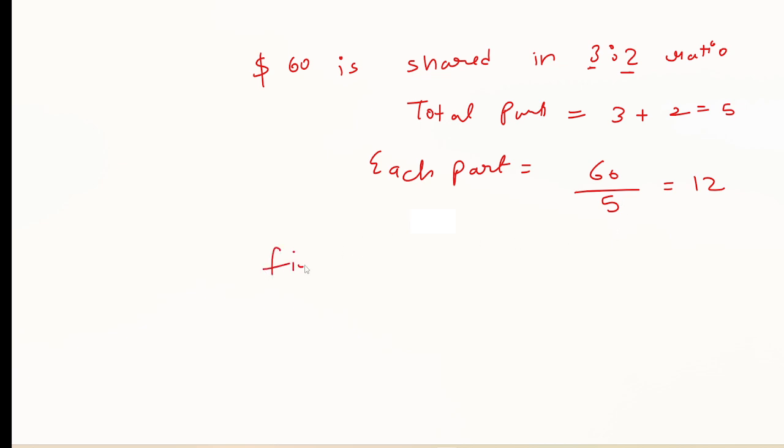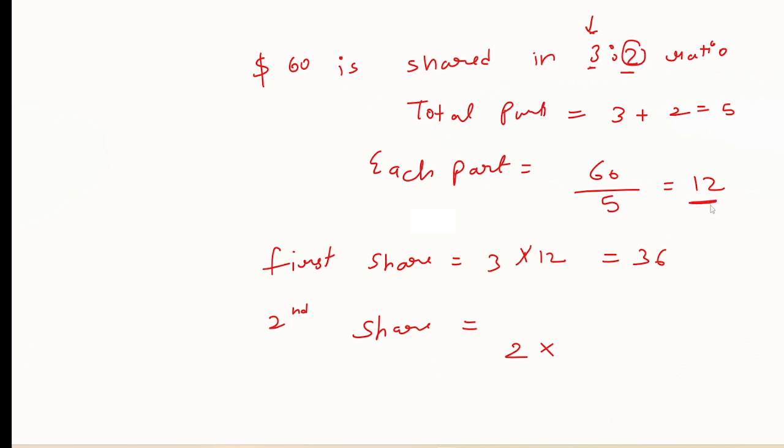So how would you find the first share? The first ratio is 3. 3 times 12, which is 36, and the second share would be, the second ratio is 2, right? 2 times, and each part is 12. 2 times 12, which is 24. So first share and second share, this is $36, $24. Clear?